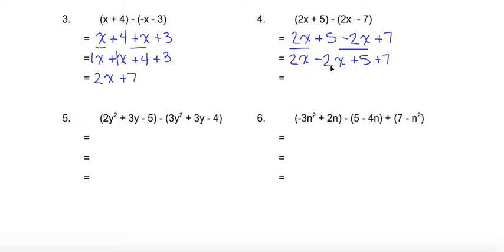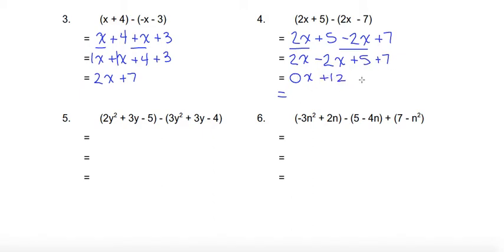2x take away 2x, or 2 take away 2 is 0. So you could write this as 0x. Sometimes we don't write it at all. So once we've eliminated a variable or eliminated a term, then we can just take it away from our example or from our question. Then we have 5 plus 7, which is 12.